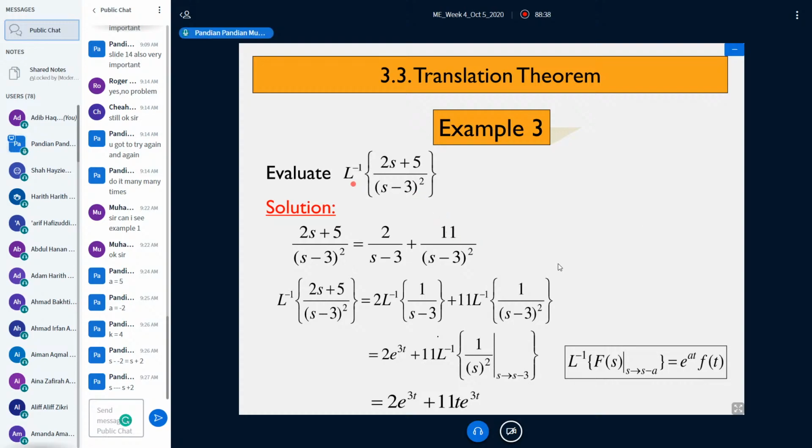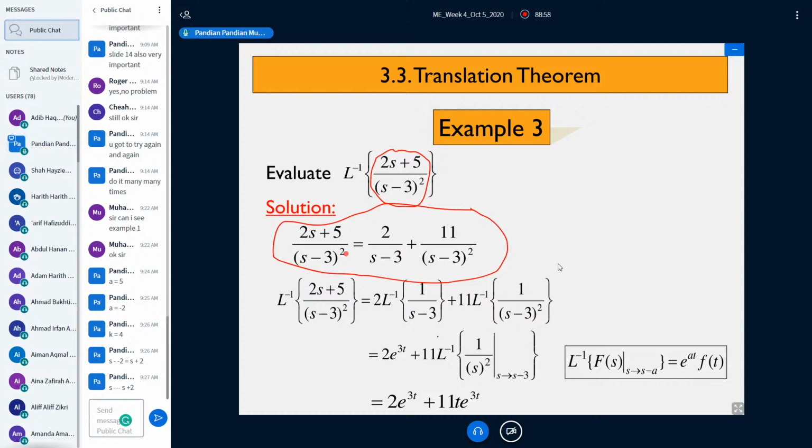But this one, evaluate the inverse Laplace of (2s plus 5) over (s minus 3) squared. This one, you must use partial fractions, from the table. They have already done it for you, so you have to do this as homework.